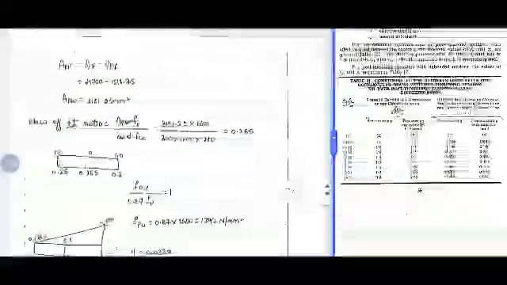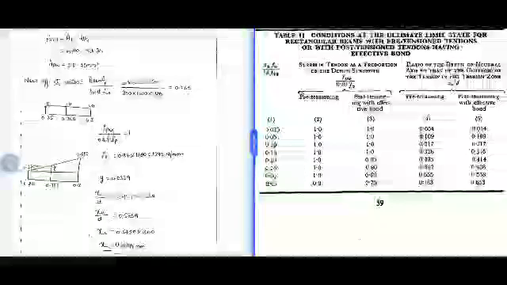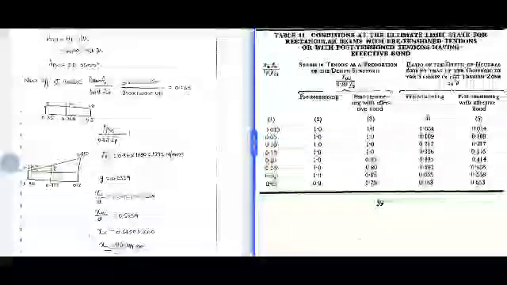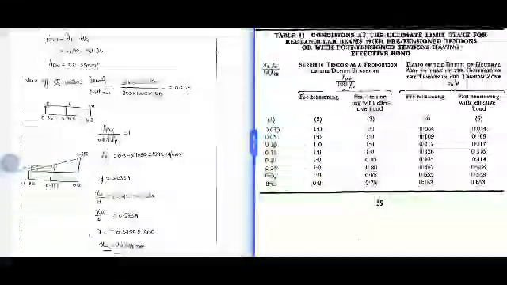So we need to consider BW as 300. On simplifying we will get 0.265. So it lies between 0.25 and 0.3. So from column number 2, FPU by 0.87 FP ratio is 1 again. For both values we have 1 only. So directly we will get 1392 Newton per mm square.